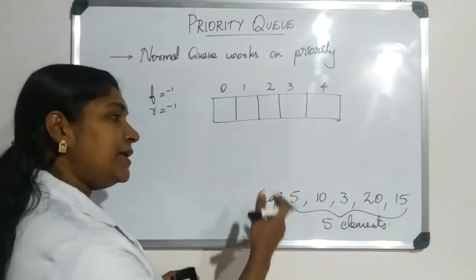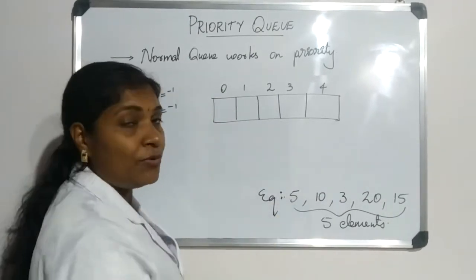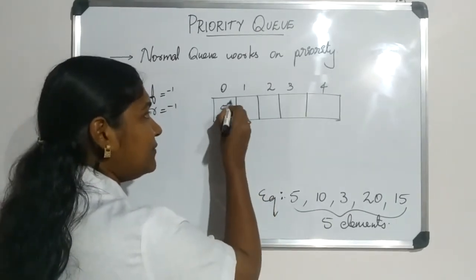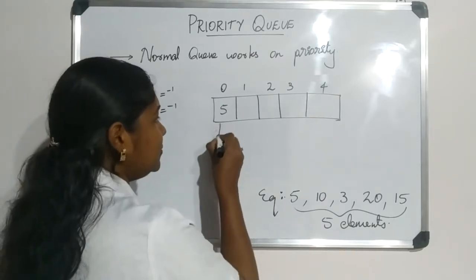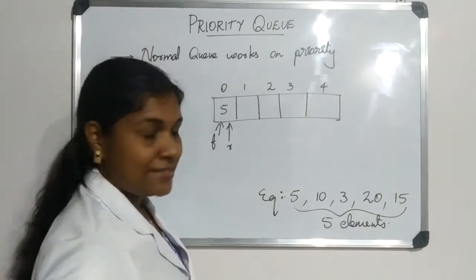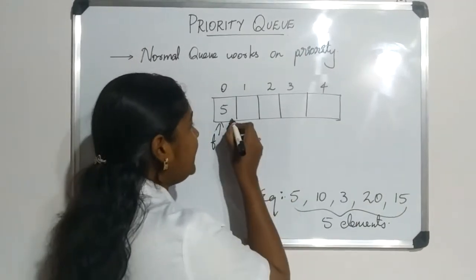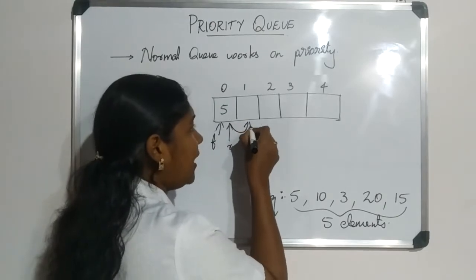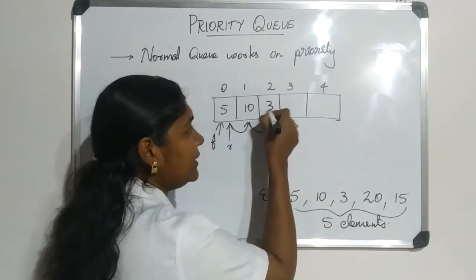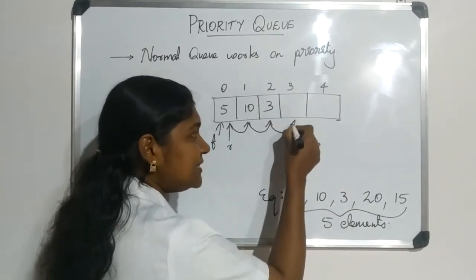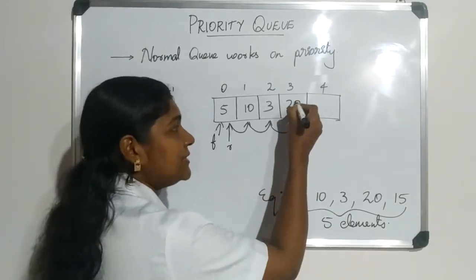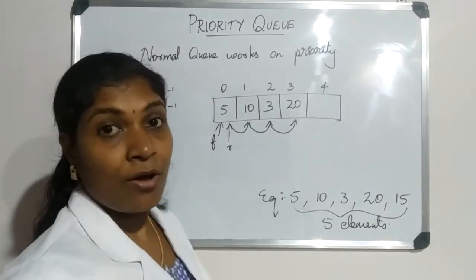After entering each of these elements into the queue, normally how do we perform the NQ operation? First we will enter 5, so that 5 will be here. On entering the first element, F and R will point to the first element. Then on entering element 10, we increment R, then we enter 10. Then for the next element, we increment R, then we enter 3. Then for the next element, we increment the value of R and enter the next element. Like that the process goes on in a normal queue, right?